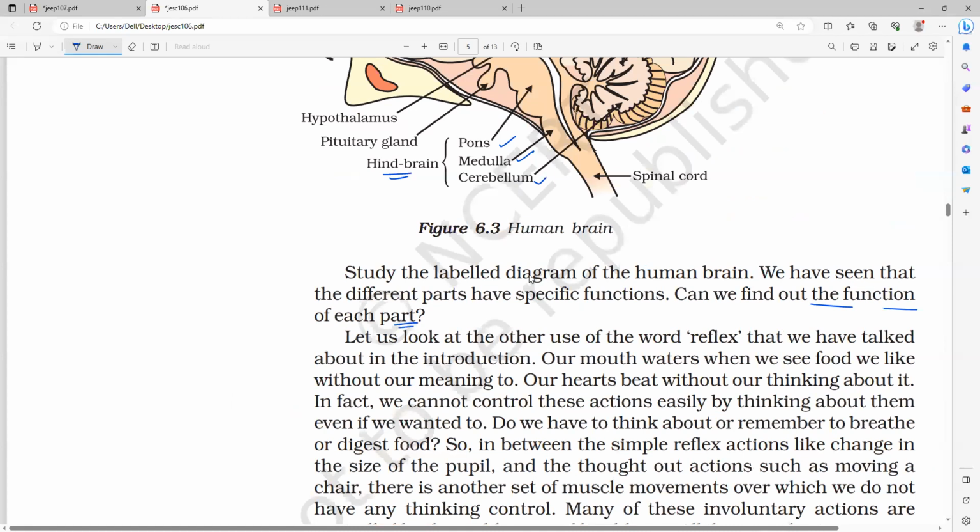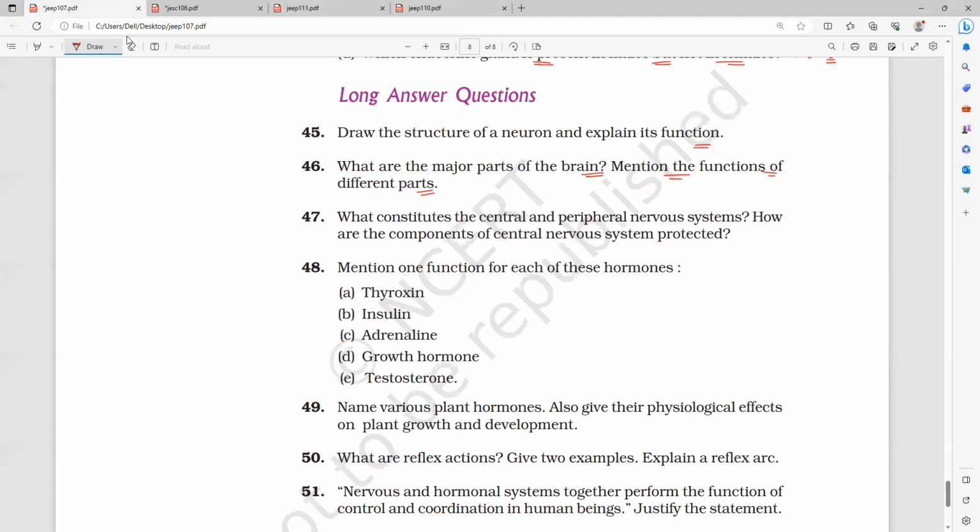Can we find out the function of each part? They are asking it, and they will explain it also. We cannot control these actions easily by thinking about them, even if we want to. Do you have to think about or remember to breathe or digest the food? Like these questions, you have to make answers. Unless you answer these questions, you cannot do it in the exam. That is the main problem. Mostly they will ask questions from these only, so please learn everything.